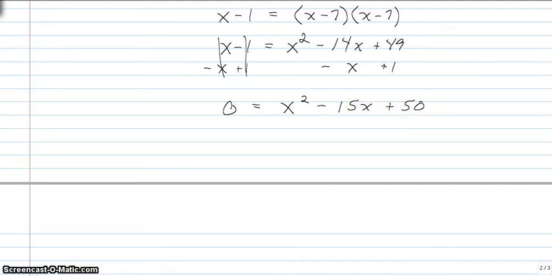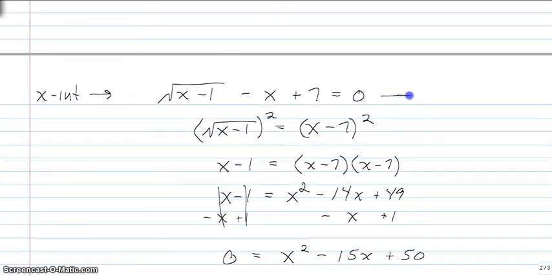And then that's a nice factorable quadratic. Let's see, if I use negative 10 and negative 5, and of course this is still equal to 0. Important to remember that. And so I get two answers, 10 and 5, and we want to always remember to check our answers with radical equations.